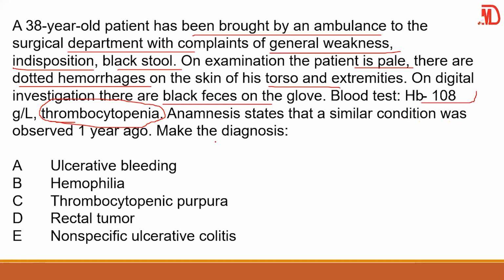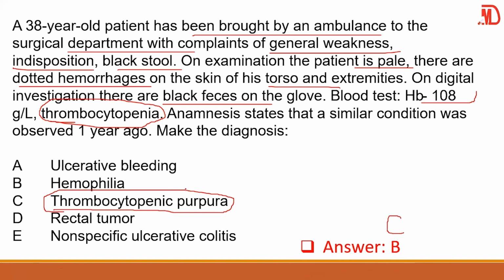Make your diagnosis. So, definitely, with the history of thrombocytopenia being present, they've literally told you the answer. So this is definitely what? A thrombocytopenic purpura. No, this is not hemophilia. This is thrombocytopenic purpura. This is C. Not hemophilia.